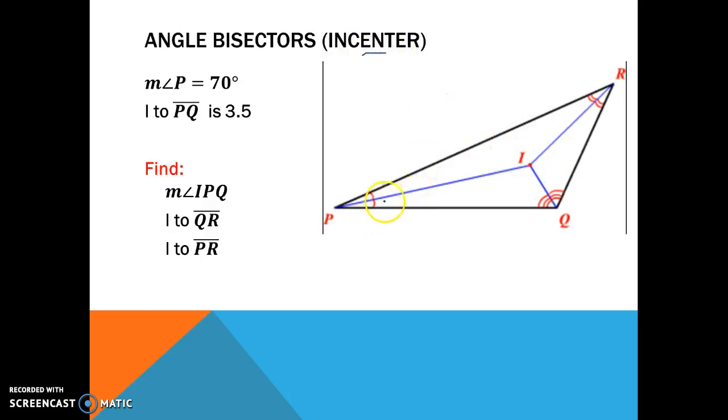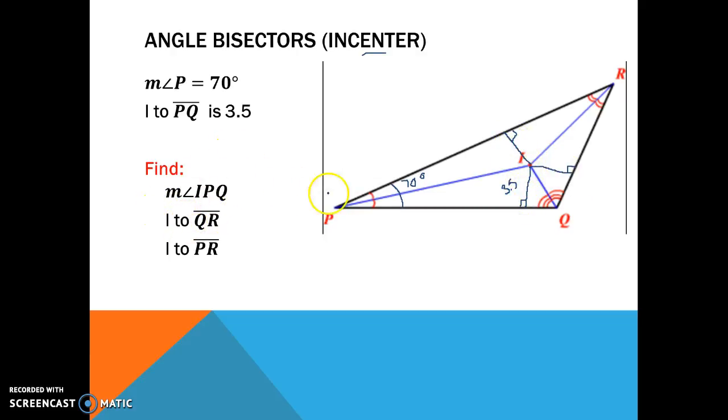The measure of angle Q, this whole angle, is 70 degrees. The distance from I to the side PQ, this distance here, is 3.5. Keep in mind, the incenter is formed by the 3 angle bisectors, but what's important is that the spot at I is the same distance from all of the sides. However far I is from PQ, it's the same distance to PR, and the same distance to QR. So these 3 little distances here are all the same.